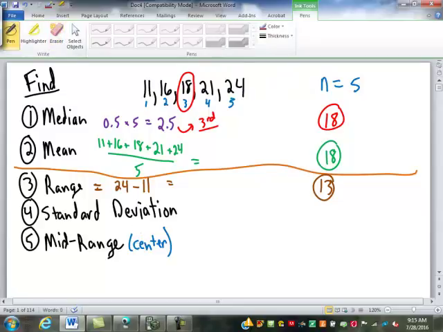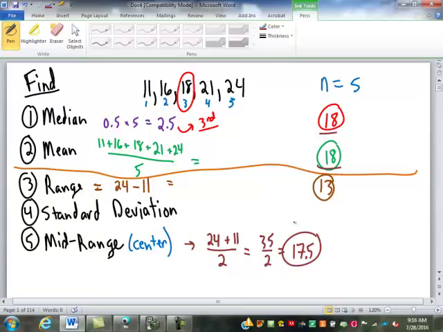One of our lesser known measures of center, and what it is you just take the largest plus the smallest and divide by 2. So 24 plus 11 is 35, divided by 2 is 17.5. Notice it's very close to the 18 that we had for both the mean and the median.